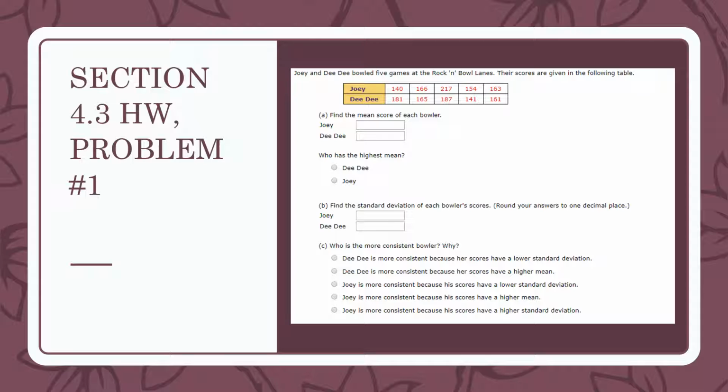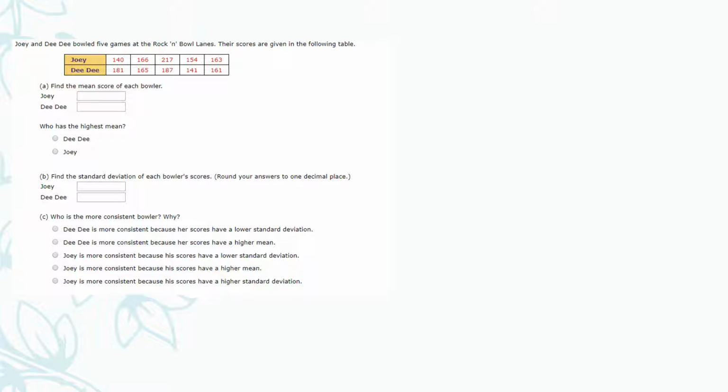Then the next part, you'll have to tell who has the highest mean, so super easy. And then they ask you to find the standard deviation of each bowler. And it says to round to 1 decimal place. And then the last part asks you who is the more consistent bowler. So we'll talk about what that means after we find the standard deviation. I'm just going to do Joey's part of the problem. And then I'll let you figure out Dee Dee's part, which is exactly the same.